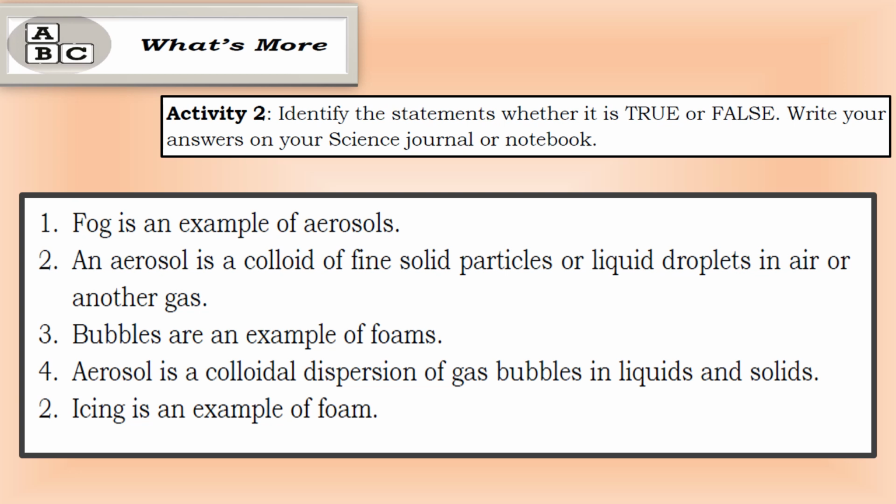Number 3, bubbles are an example of foams. Number 4, aerosol is a colloidal dispersion of gas bubbles in liquids and solids. And number 5, in your module it's number 2, but it's number 5. Number 5, icing is an example of foam. Write true if the statement is correct, and false if the statement is wrong. You have to get your bases on the definitions of the four types of colloids na natalakay natin.